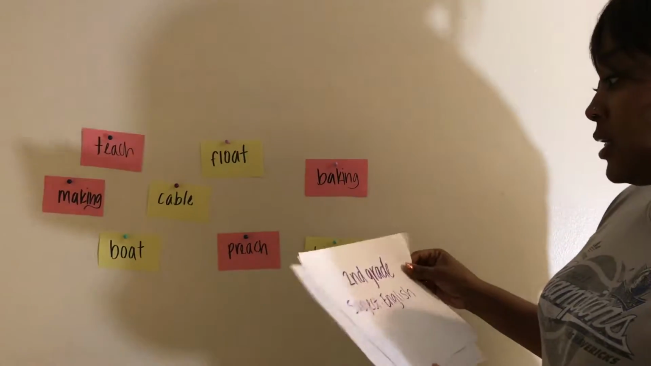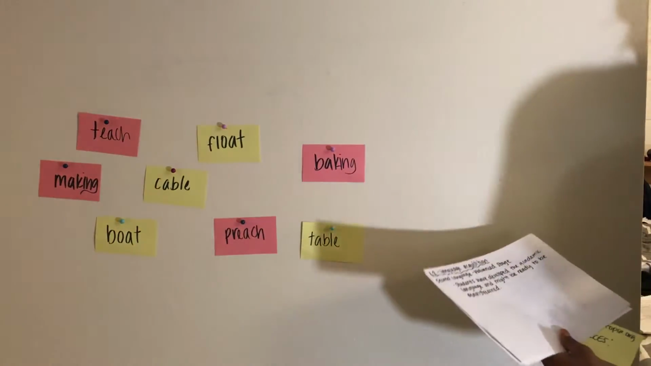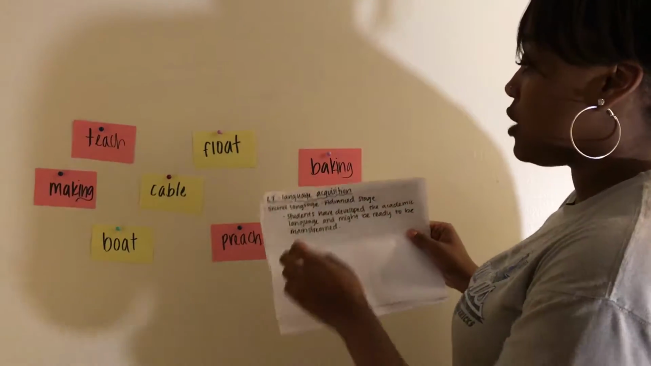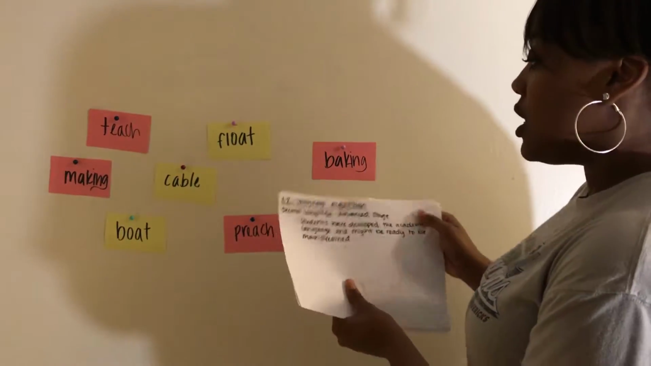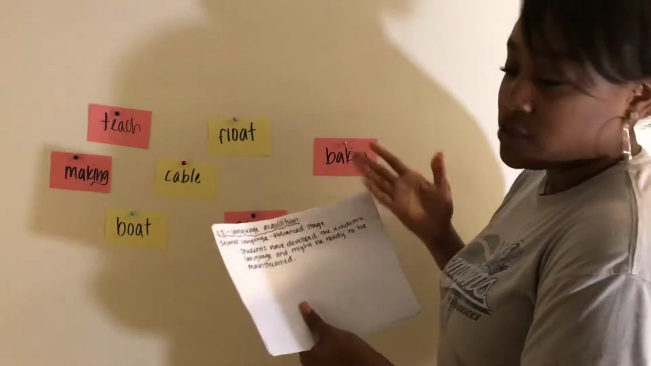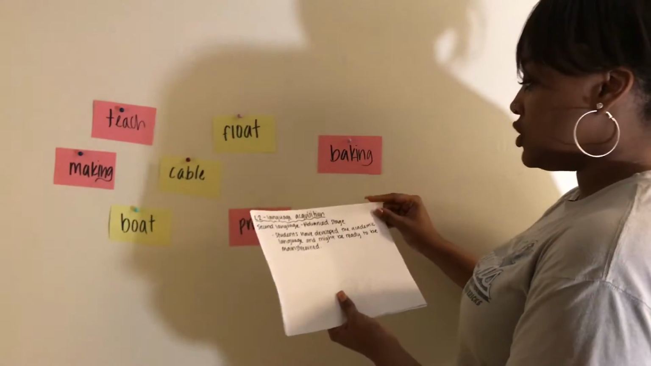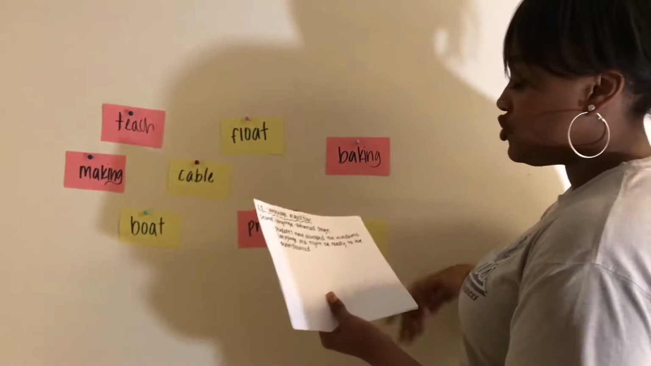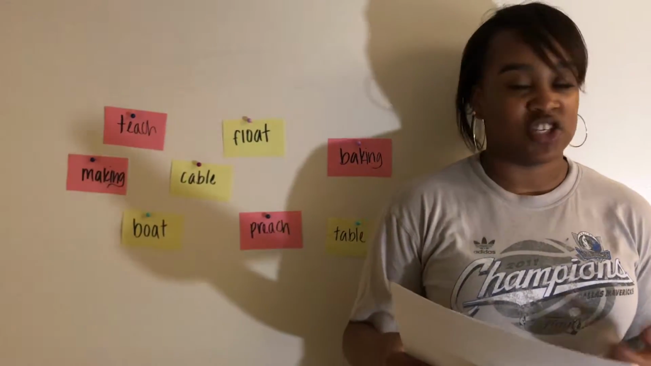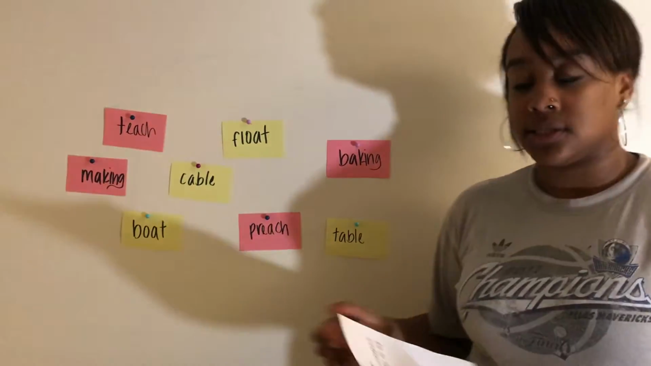Now, the language acquisition that this idea includes is L2 language acquisition, which is second language, and the stage would be the advanced stage. The students have developed the academic language and might be ready to be mainstream. Basically, the students are advanced with their speech, so they are able to say the sight word in a sentence.